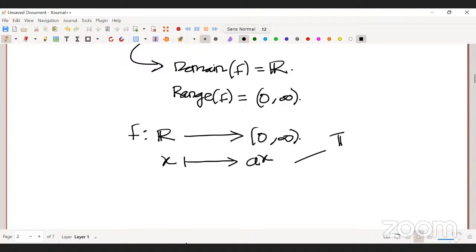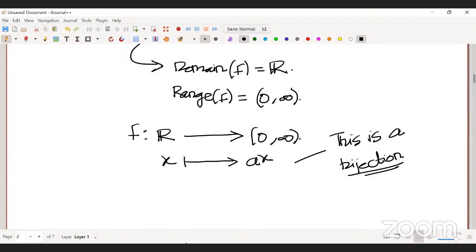And this is a bijective map, a bijection. This is one-one as well as onto, right? It's easy to prove this is one-one, but it's not easy to prove this is onto, because you need some kind of continuity argument to show that this is onto. So this is a bijection.